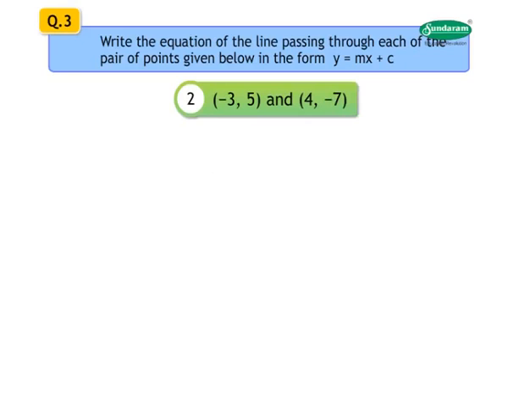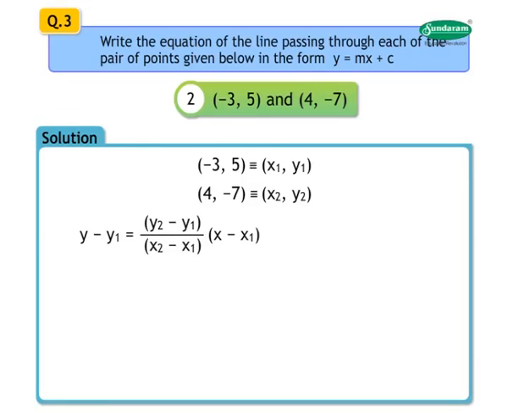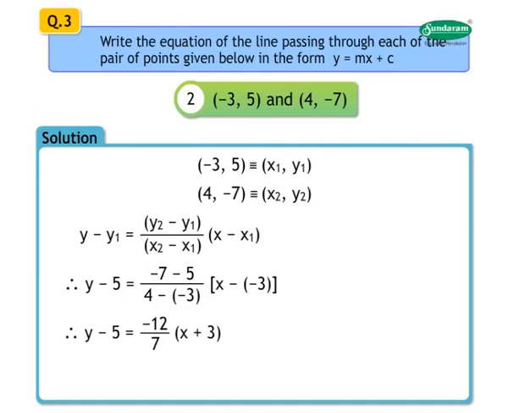Number 2. (-3, 5) and (4, -7). Solution. (-3, 5) corresponds to x1, y1. (4, -7) corresponds to x2, y2. y minus y1 is equal to (y2 minus y1) upon (x2 minus x1) into (x minus x1). Therefore, y minus 5 is equal to (-7 minus 5) upon (4 minus (-3)) into (x minus (-3)). Therefore, y minus 5 is equal to -12 upon 7 into (x plus 3).